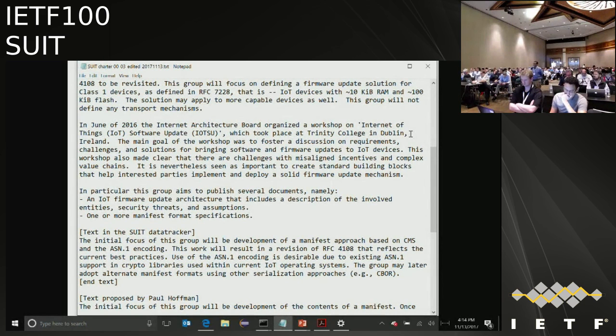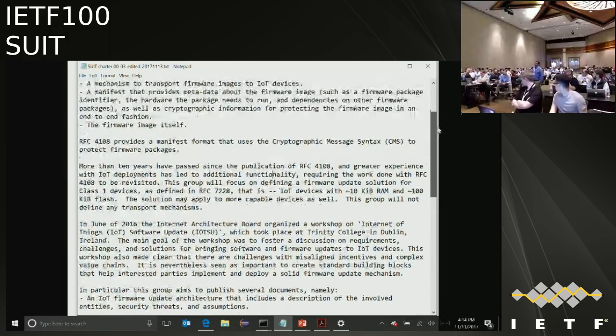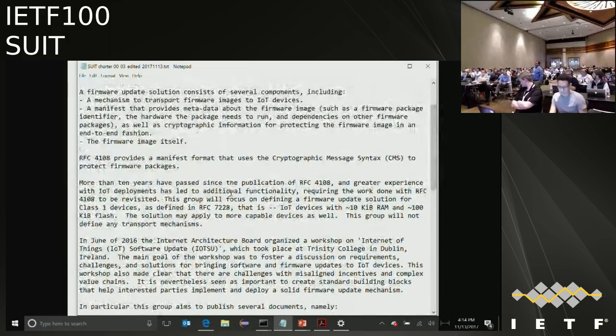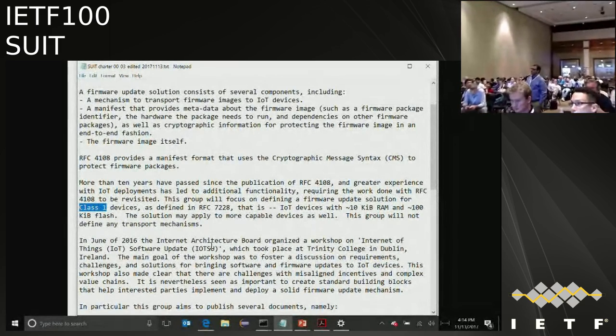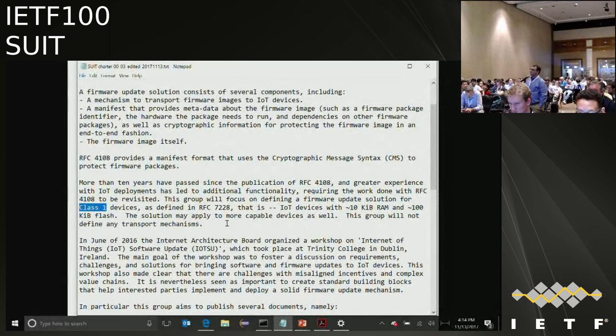I can pause there for a question. Yeah, Alan Durand, I have a clarifying question on the Class 1 device. Is it assumed that this device has enough energy to actually do the transfer itself? Because in 7228, I couldn't find anything related to the supply of energy there. Yes, I believe the assumption is yes. Thank you.